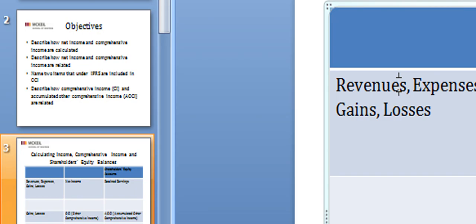The objectives of this short video are that hopefully by the end of it you'll be able to describe how net income and comprehensive income are calculated and how those two amounts are related. We're also hoping that you'll be able to name two items that under International Financial Reporting Standards are included in other comprehensive income. And we're also hoping that you'll be able to describe how comprehensive income and accumulated other comprehensive income, which is its companion account on the balance sheet, are related.